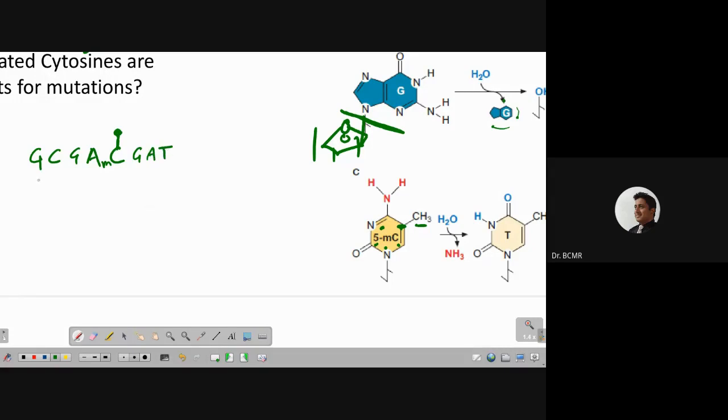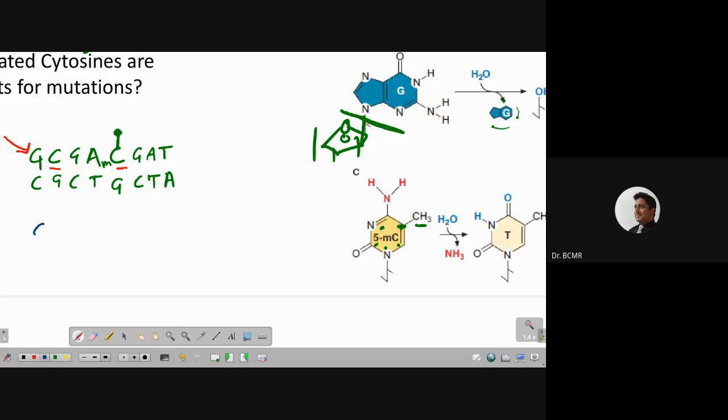I'll make it a double strand for understanding. C, G, T, and here it is G, C, T, A. There are 2 cytosines here. This is the first one. Here is one cytosine, and the other one is methylated cytosine. Now we will do deamination of both the cytosines on the upper strand, and let's see what would happen.